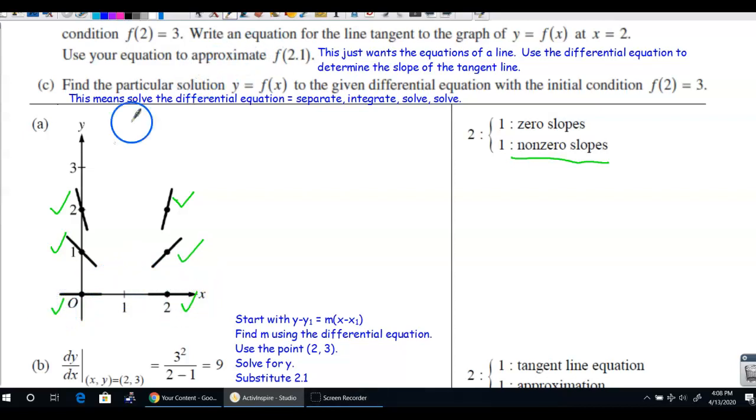So if you missed any one of these, positive or negative, you had it going in the wrong direction, you're going to lose that 1 point. And that's why I'm saying be careful when you do your arithmetic.